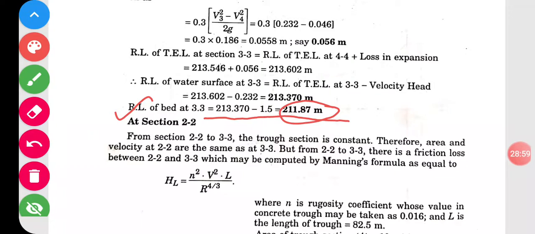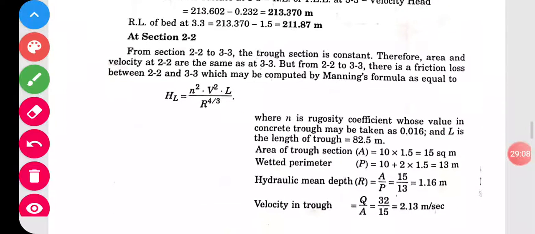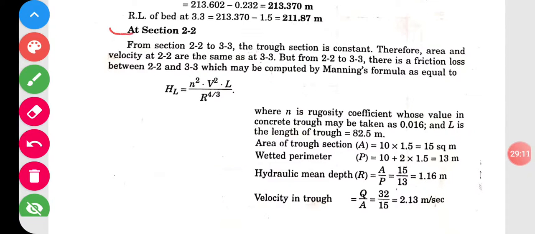Similarly it is calculated here, and then we will come to section 2-2. At section 2-2, what is the case? From section 2-2 to section 3-3, the trough section is constant. Therefore, area and velocity at section 2-2 are the same as at section 3-3. But from 2-2 to 3-3 there is a friction loss, so here we have to calculate the friction loss. Friction loss is very important.